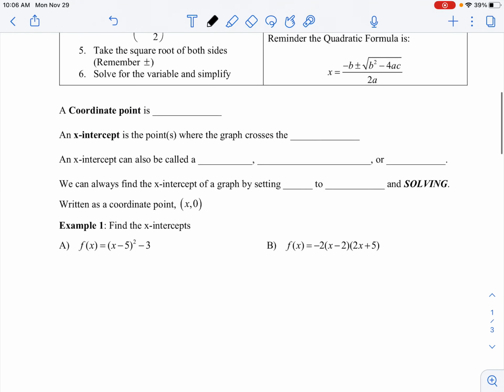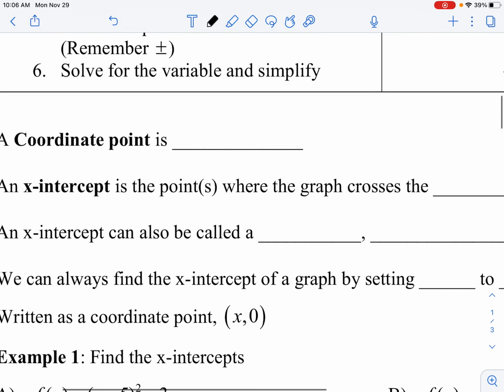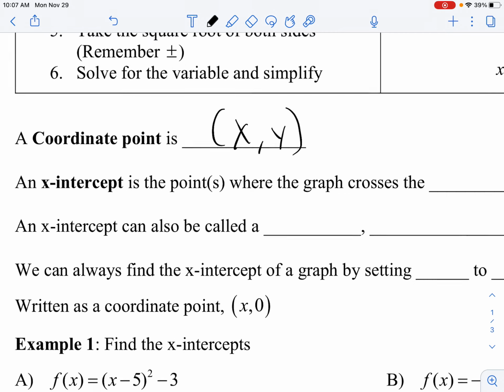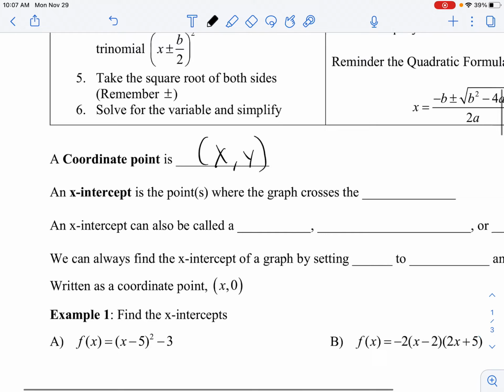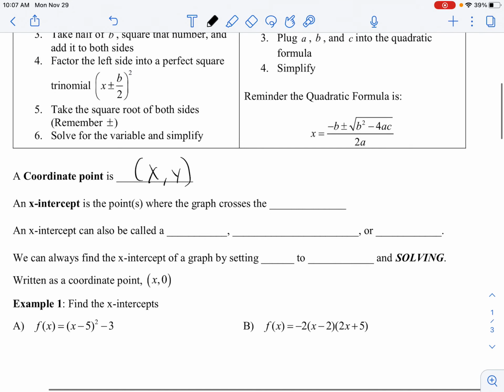Okay, so a coordinate point is a point x comma y. That's how you write it. You have x comma y. That is what we call a coordinate point. An x-intercept is a coordinate point, so x comma y, where the graph crosses the x-axis.